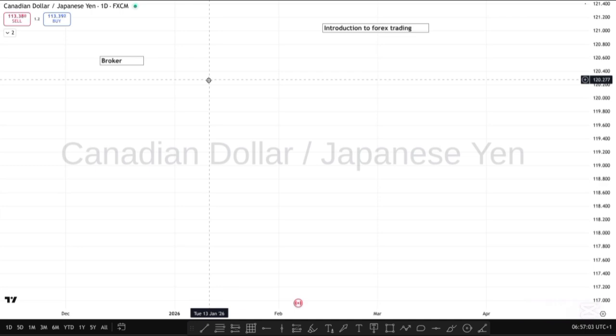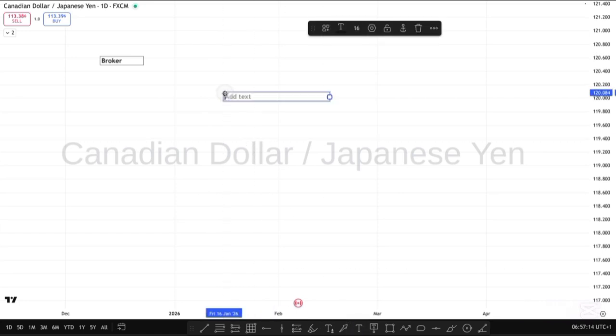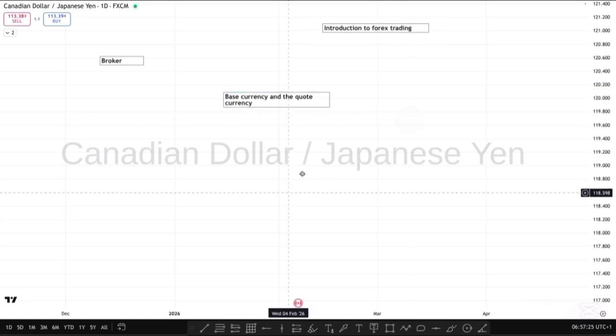Now, when it comes to forex trading, every currency is paired to another currency, and these are called currency pairs. In each pair we have what we call the base currency and the quote currency. The base currency is simply the currency that comes first in the name of the currency pair. The base currency is the major currency in that pair. It's the currency that you actually sell the quote currency to get.